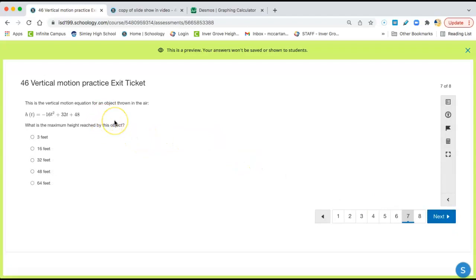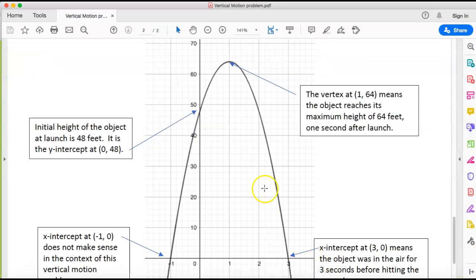Number 7. What's the maximum height? If we plug in 1, we get 64. Yep, 64. It starts at 48, goes up, up, up, right to there. That's 64. Go ahead and take it.